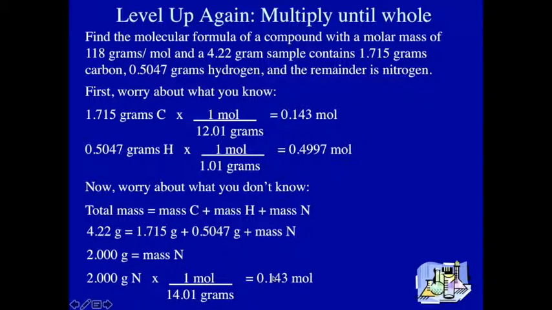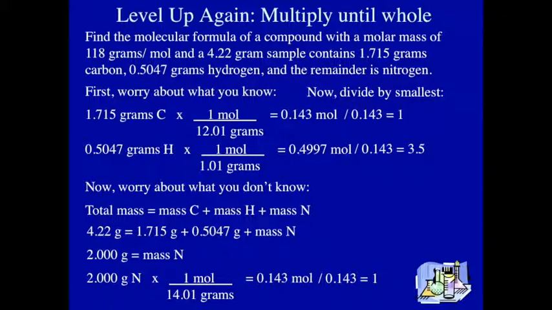Okay, next step is dividing by the smallest. We've seen this before. So that's a 1, that's a 1. These are pretty clear. 0.143 divided by 0.143 equals 1. This one, however, comes out to a 3.5. Now, if you remember, empirical formula means smallest whole number ratio. I do not have a whole number here. I'm going to have to multiply each of these by the same value in order to get this to become a whole number, which in that particular case is going to be a 2.